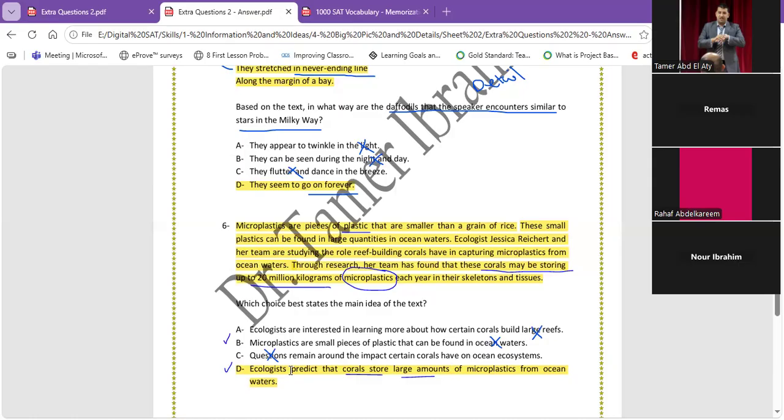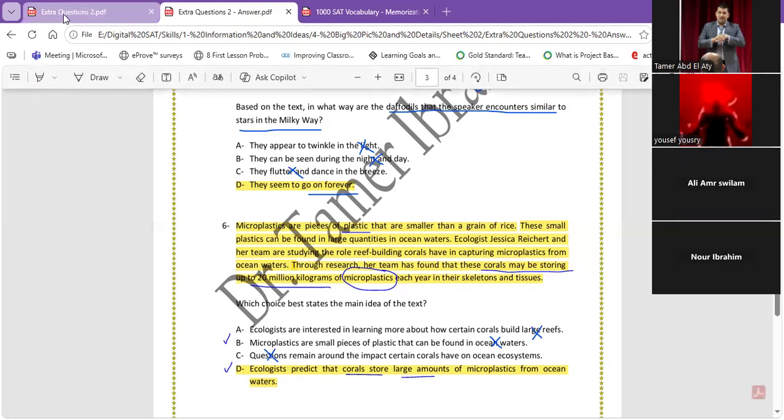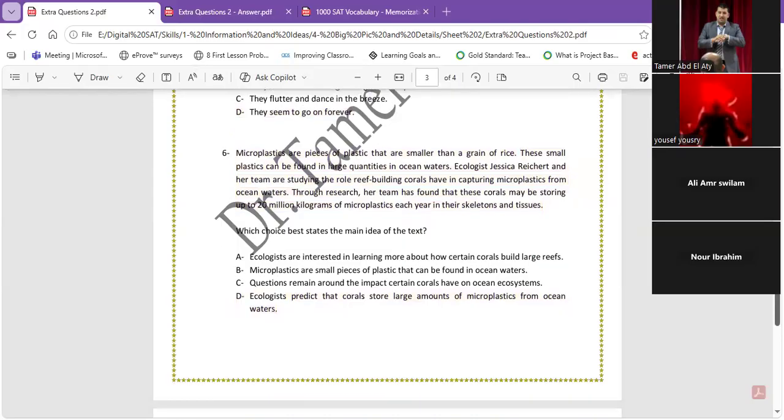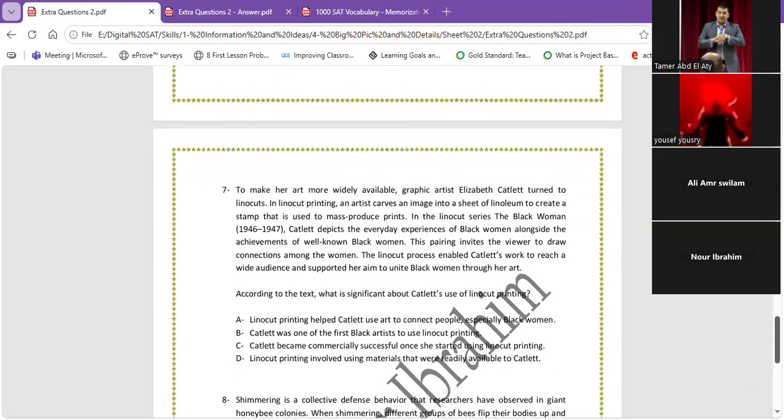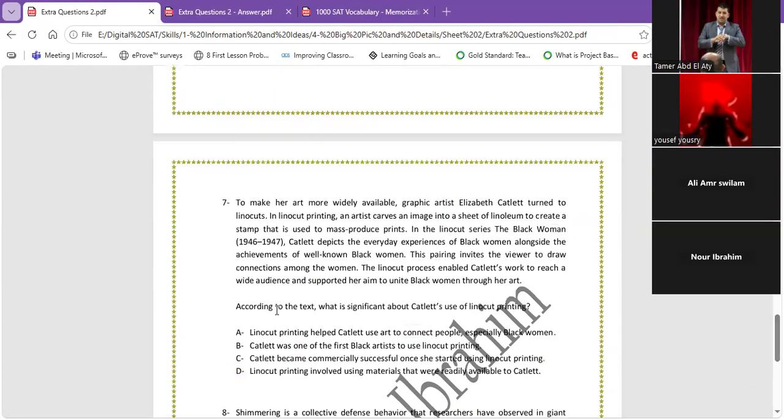Ali Swaylan, clear? Clear. Yusuf Yusri? Clear. Okay. Now we're going to go to the question after. Number 7, according to the text. So a detailed question. Waiting for your answers.